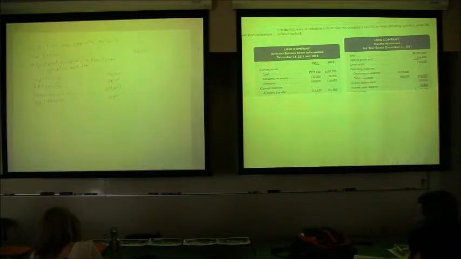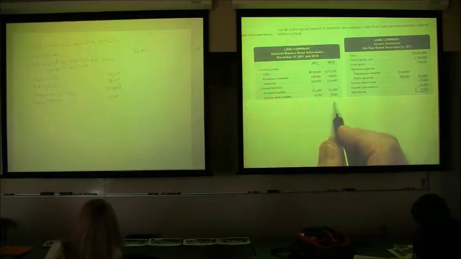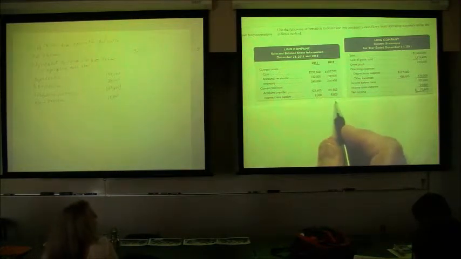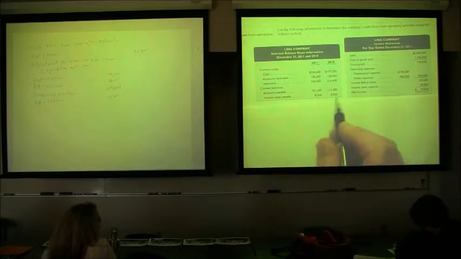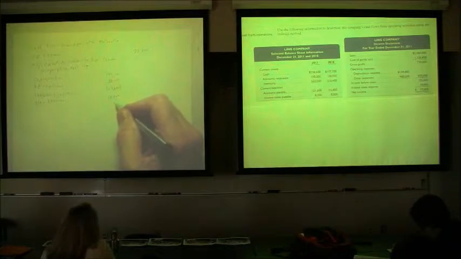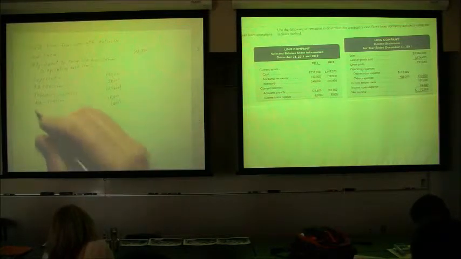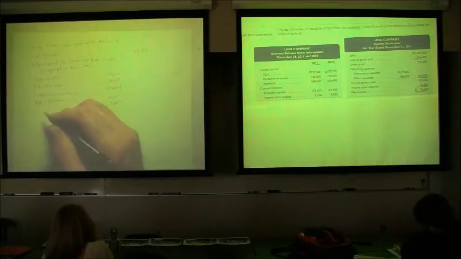And then, let's take a look at another. Down here you have income taxes payable. Last year it was $8,800 and it dropped to $8,200. Well, that means you paid off some of last year's. So that $600 will be cash out, and that will be income taxes payable.